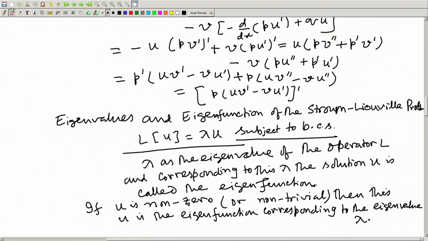u equal to 0 is always a trivial solution, so we call it an eigenfunction only when it is a non-zero solution. So we stop here for this lecture now. We will continue next.